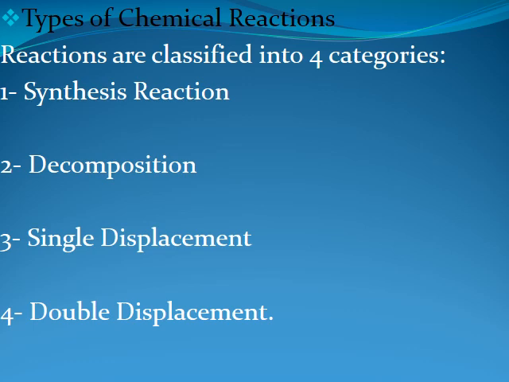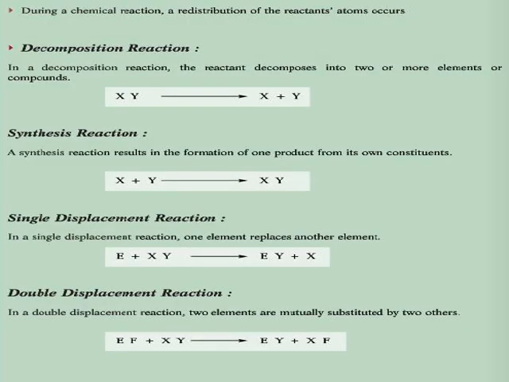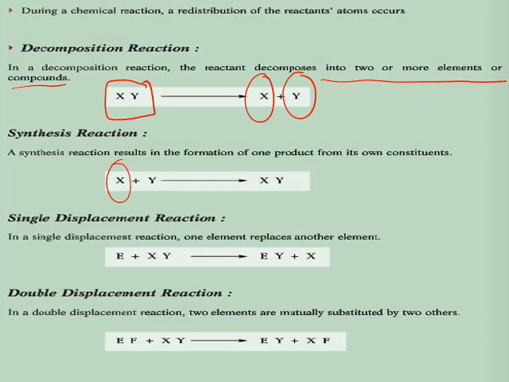Types of chemical reactions. We have four main types. Mainly there are three, one of them is divided into two parts. We have synthesis, decomposition, single displacement, and double displacement. Decomposition: the reactant decomposes into two or more elements or compounds. For example, XY decomposes into X plus Y. Synthesis, the opposite: X plus Y combine together to give one product, XY. This is called a synthesis reaction.